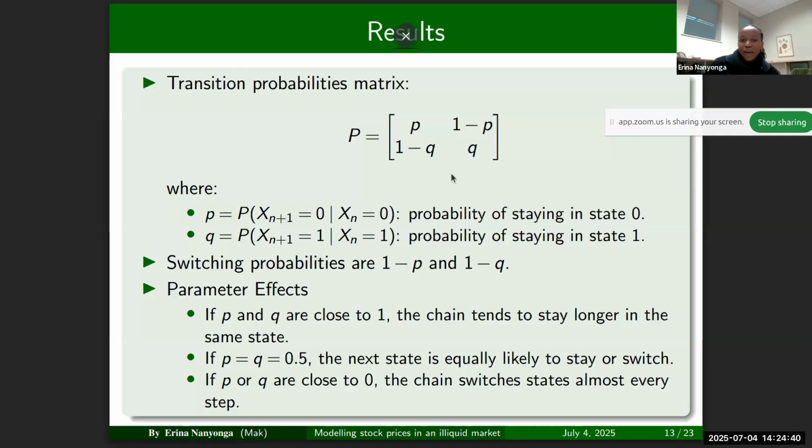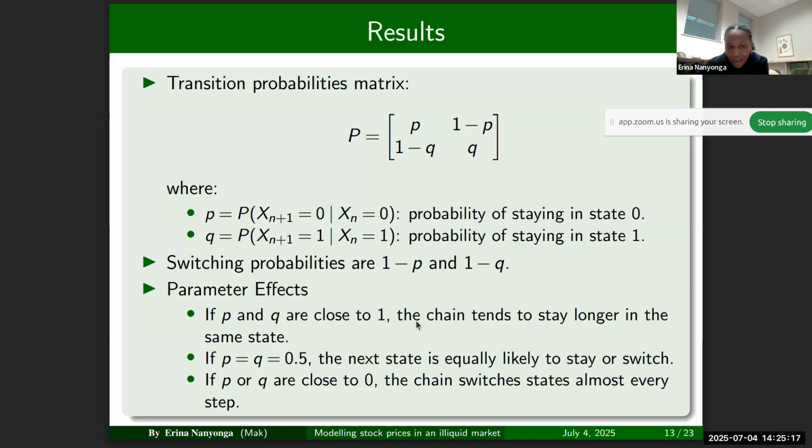So P was the probability of leaving state 0. Sorry, it was the probability of remaining in state 0, and Q was the probability of remaining in state 1. And then the switching probabilities were 1 minus P and 1 minus Q respectively. So if P and Q are close to 1, if they are high, the maximum value they can take is 1, the chain tends to stay longer in the same state.